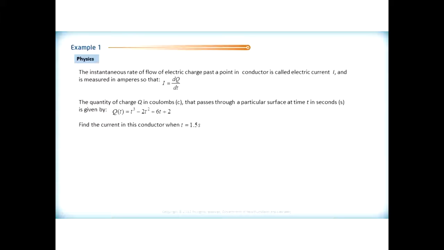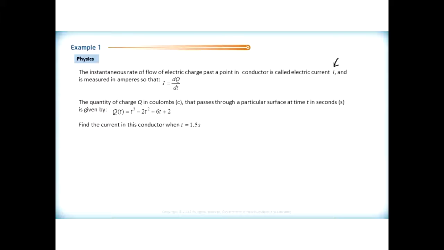The instantaneous rate of flow of electric charge past a point in a conductor is called electric current. And we use the letter I to represent that. Those of you who study physics will probably think of current I as being Q divided by T. Well, it is and it isn't. That's only on an average level. In fact, current can be something that's not consistent. It can be variable and change as a function of time. And so therefore, current has different values at an instantaneous level.